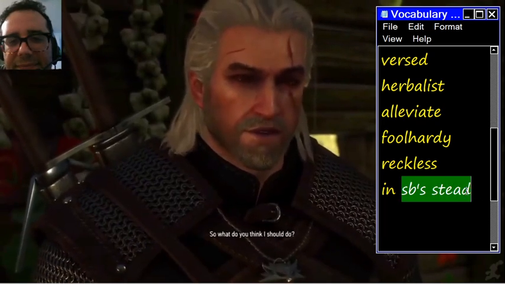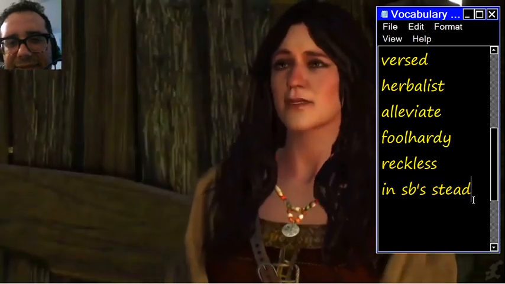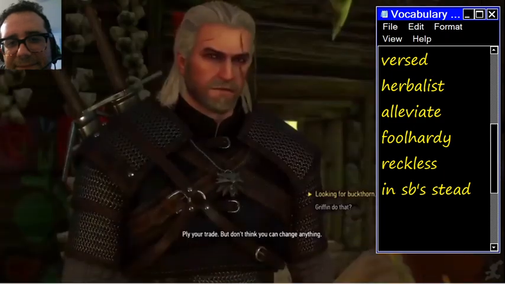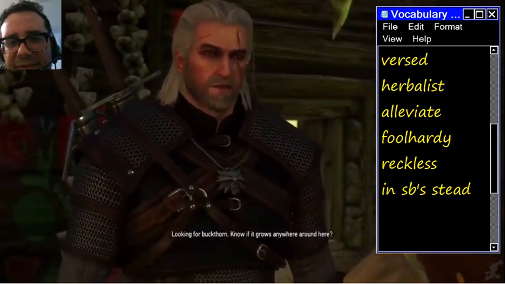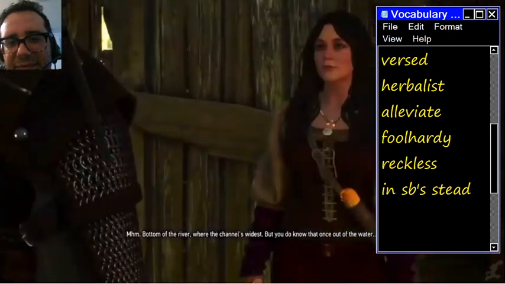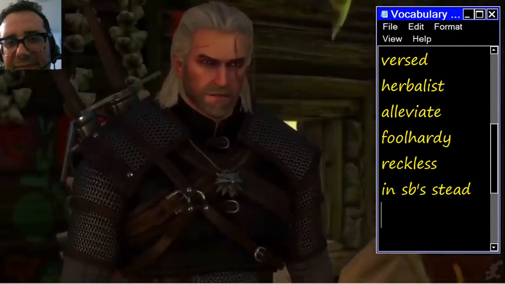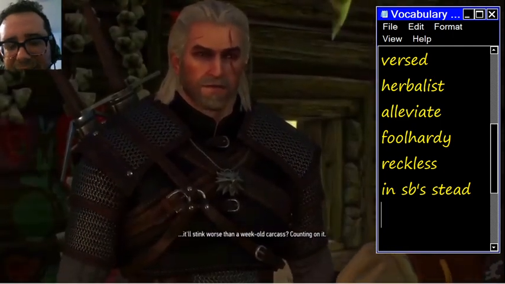So what do you think I should do? Ply your trade. But don't think you can change anything. Looking for buckthorn. Know if it grows anywhere around here? Bottom of the river, where the channel's widest. But you do know that once out of the water, it'll stink worse than a week-old carcass.